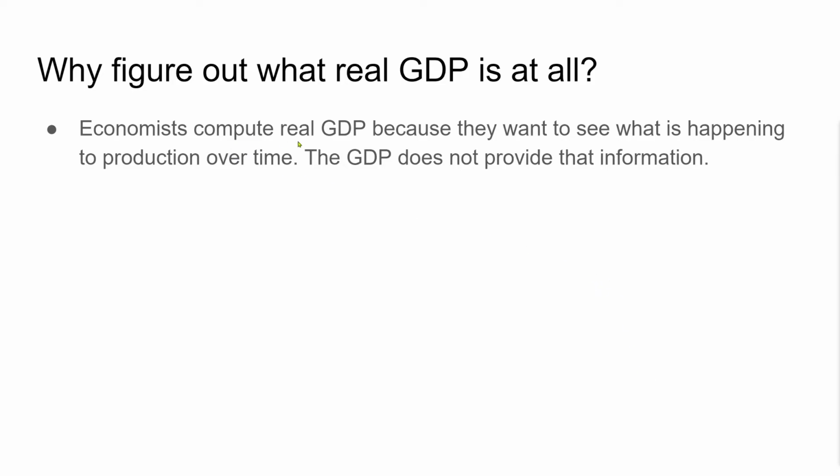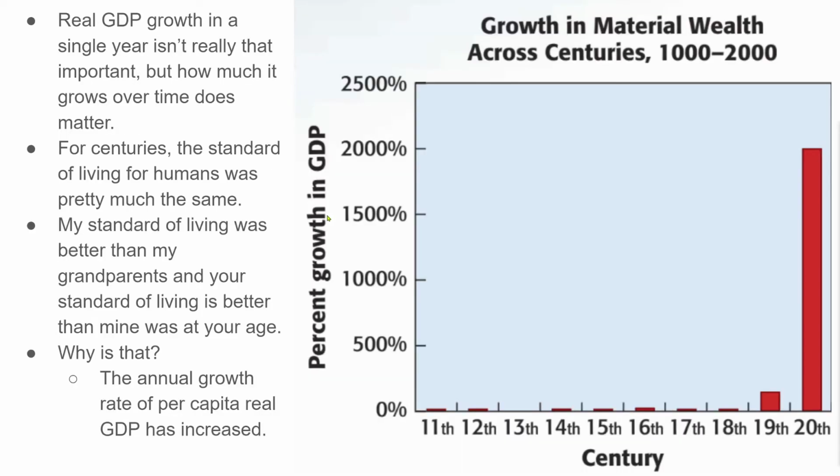Economists want to compute real GDP because they want to see what's actually happening to the production of goods over time. Remember, GDP is the price of a good times the quantity. If price is going up and quantity is not going up, that means GDP is not really increasing. This is a sign of economic problems. If GDP is going up based on price, that means inflation is at play. Real GDP growth in a single year isn't that important, but how much it grows over time does matter. In a single year, real GDP would be equal to 100, or whatever the base year is.